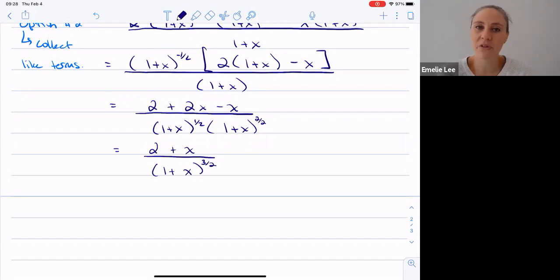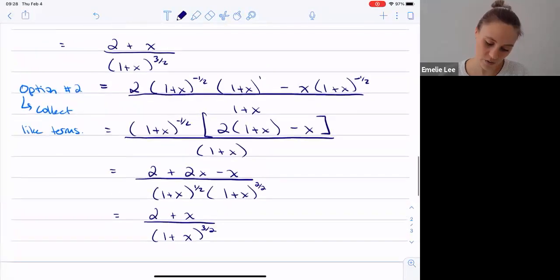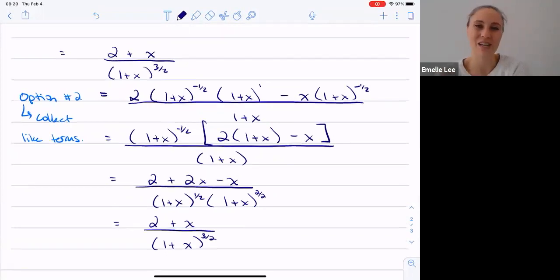Notice that either way, we end up with the same answer. It's just how your brain might work, right? So I want you to use whichever option your brain goes to first, right? It would have been helpful if you had the chance to work through this on your own to see which option you would go with. But now you have both and you can try it out.